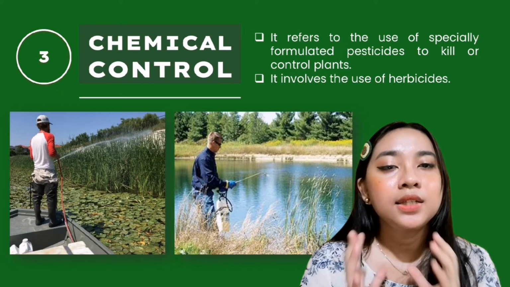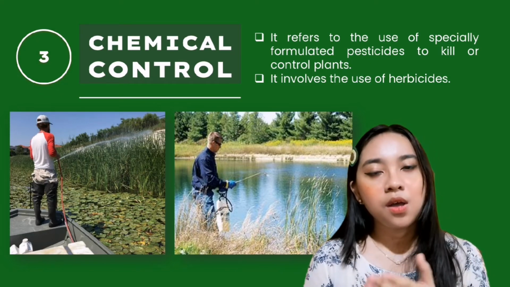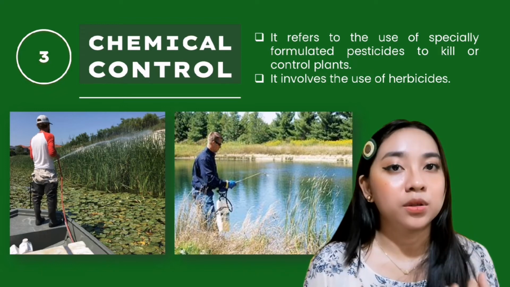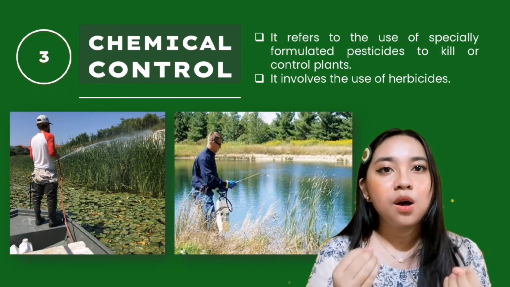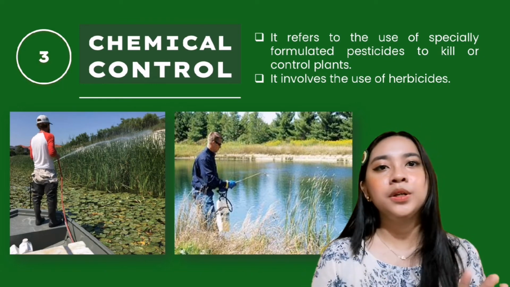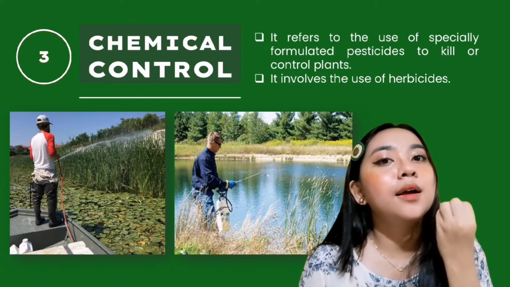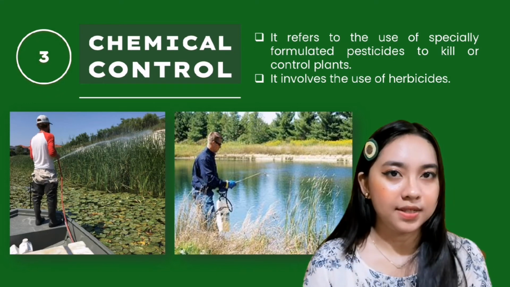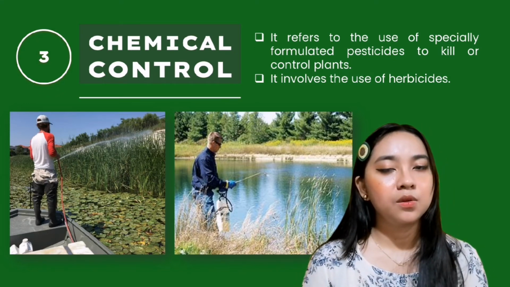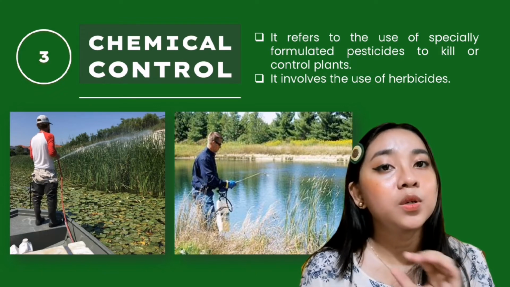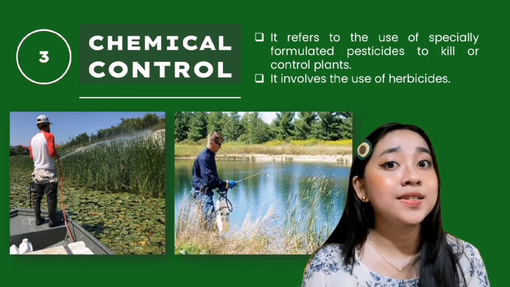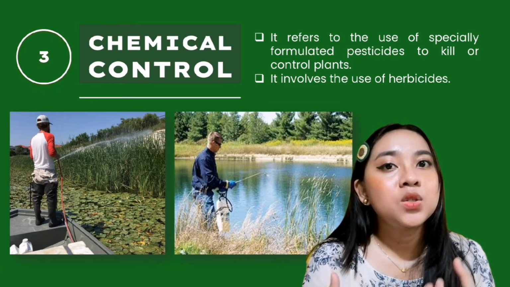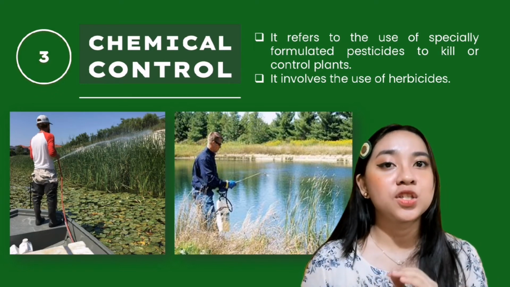Third, we have chemical control, which refers to the use of specially formulated pesticides to kill or control plants. It involves the use of herbicides, the most common of which are used today to control emergent, floating-leaved, free-floating, or submerged aquatic macrophytes. Herbicide treatment resulting in the removal of aquatic plants also removes associated epiphyton on which some fish feed, and this will lead to a decline in certain fish species.